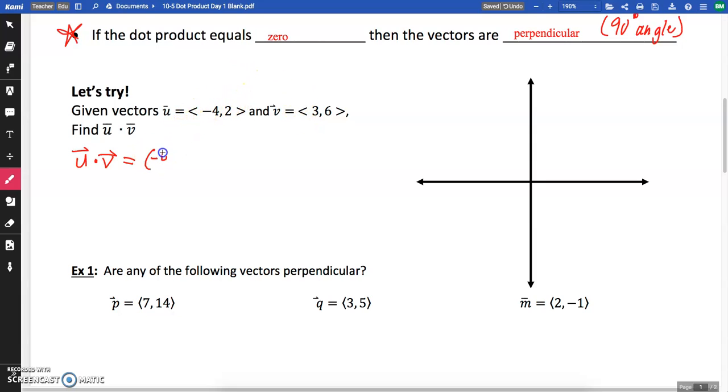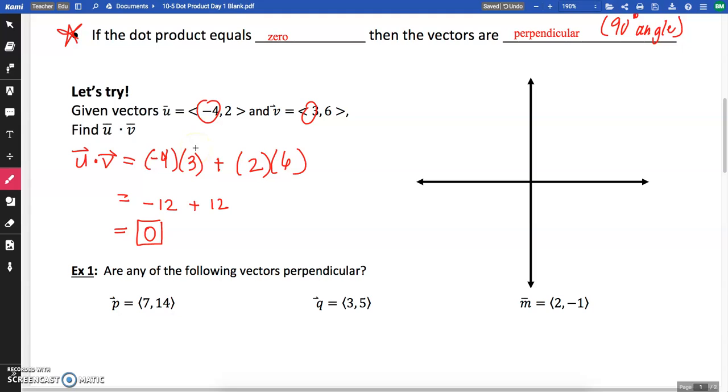We'll do -4 from the first vector times 3 from the second vector, plus 2 times 6. So multiply the corresponding pieces and add those up. -4 times 3 is -12. 2 times 6 is +12. So this time we actually got 0 for our dot product.